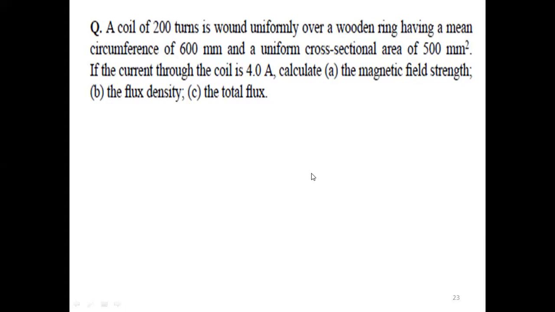See here, a coil of 200 turns is wound uniformly. Number of turns means 200, no? So N is given equal to 200. First, the given data you have to write down. In the given data, write N equal to 200.